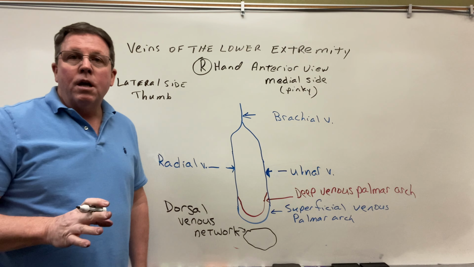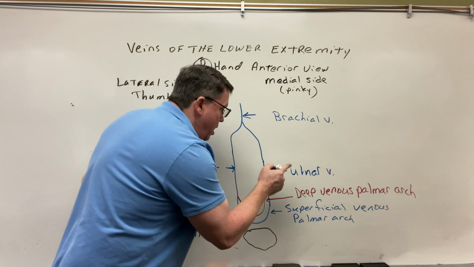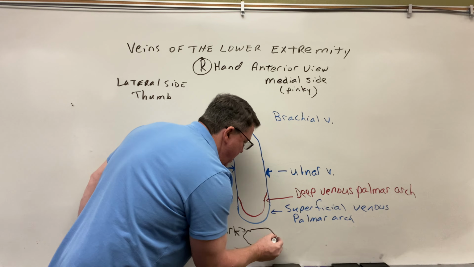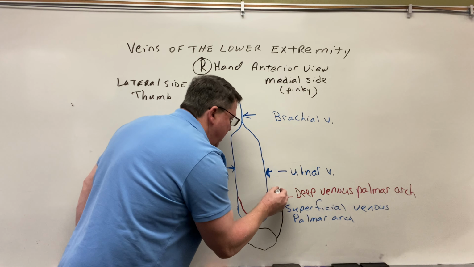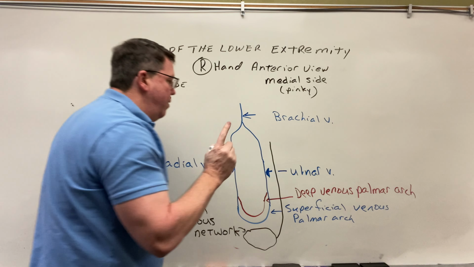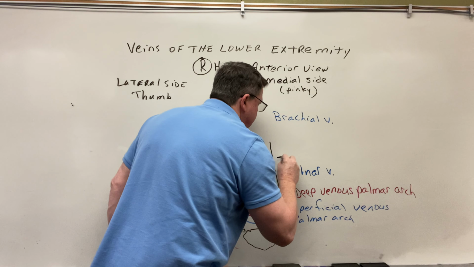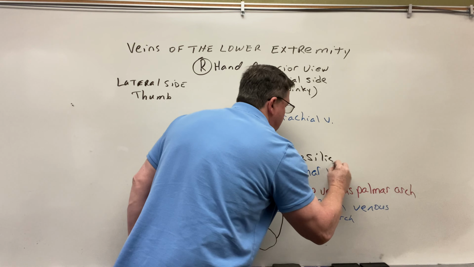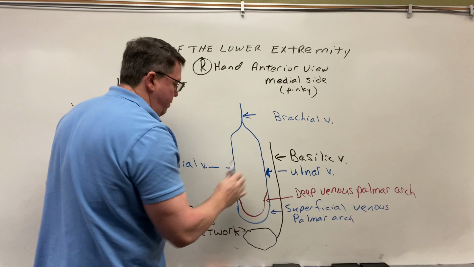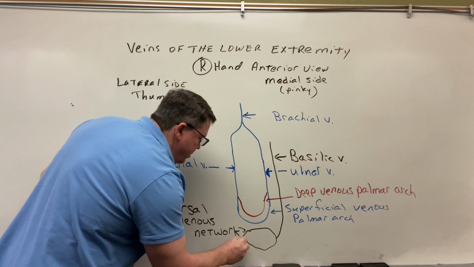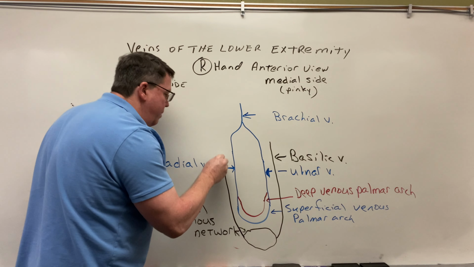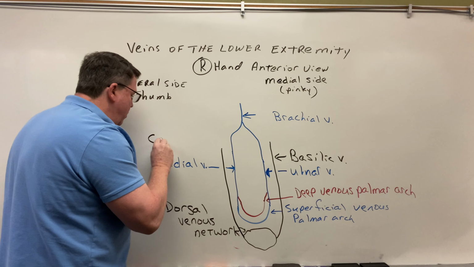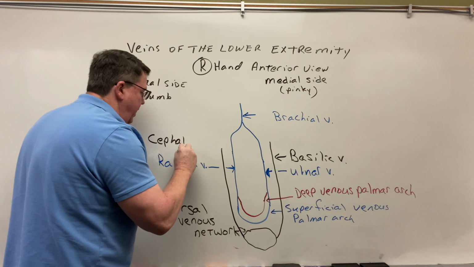Now, coming off my dorsal venous network, on the medial side, I'm going to have something called the Cephalic Vein. And that's right there on the medial side. On the lateral side, I'm going to have another vein coming off, and this is going to be known as my Cephalic Vein.